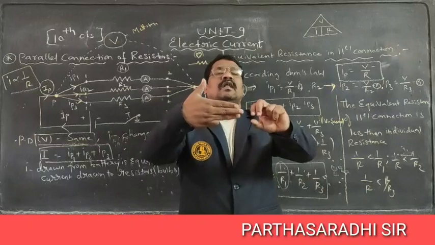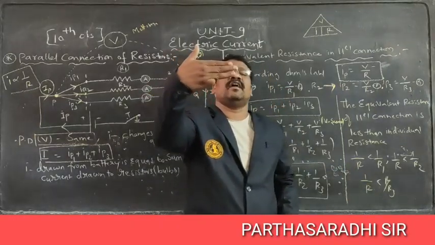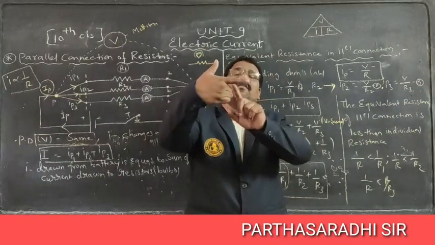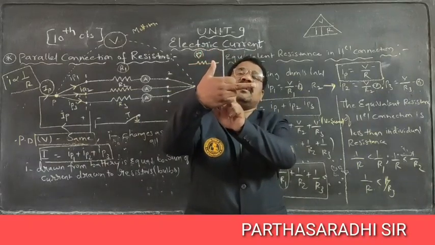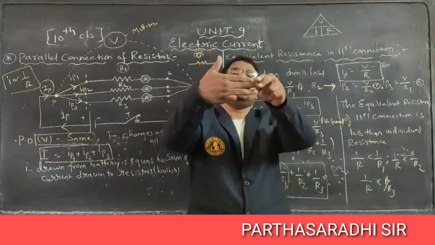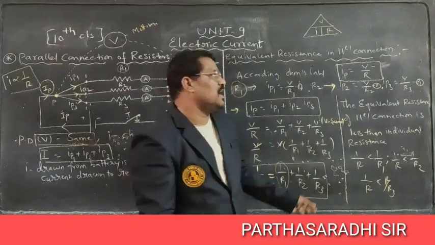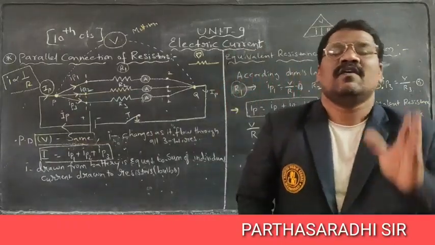If more current is flowing, what happens there itself? Resistance will gradually decrease. That is, R is less than R1, R is less than R2, R is less than R3. In that particular way, we can calculate the equivalent resistance of the wires when they are connected in parallel.